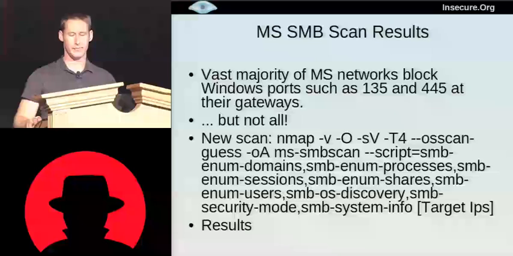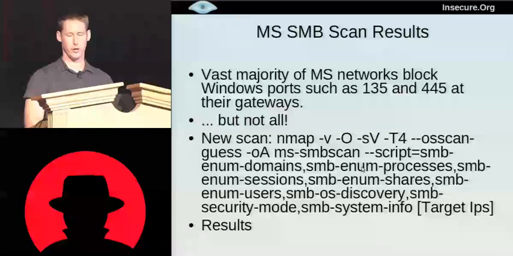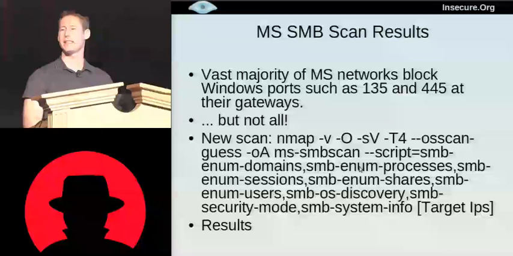There were dozens of machines that had 445 open, for example, which is the more common of the more modern of the SMB ports. So I did a new scan, and here we'll look at the scan command. The important thing we really care about is this --script equals. That says we want to do an NSE scan, and here's the list of scripts that we run, including enum domains, enum processes, basically all of the ones that were not super intrusive that Ron wrote.